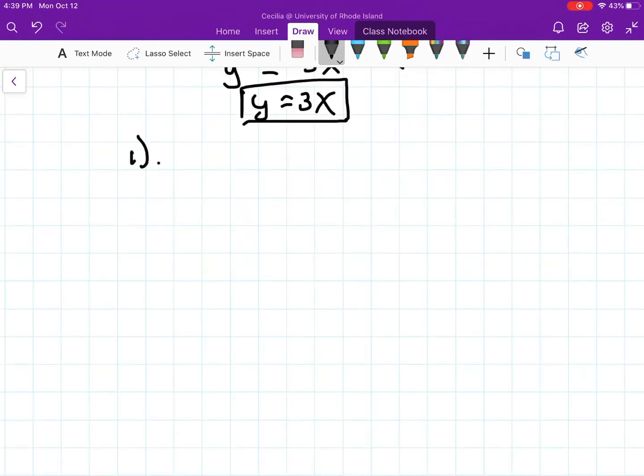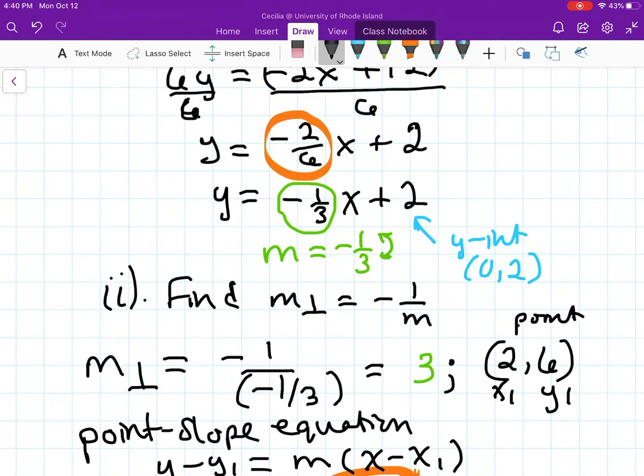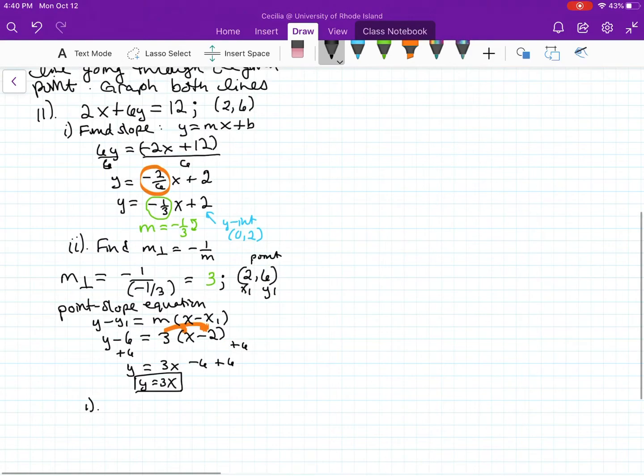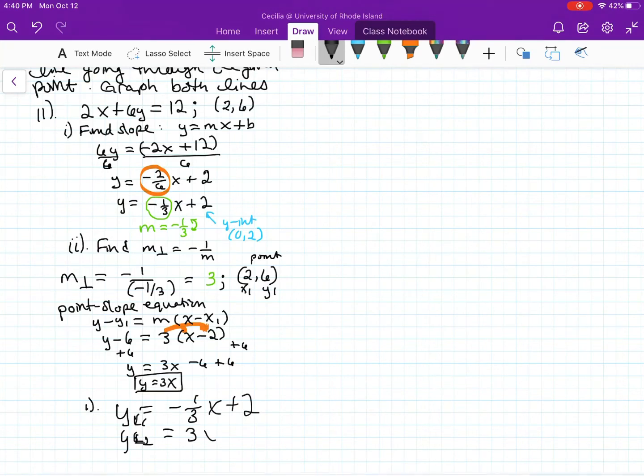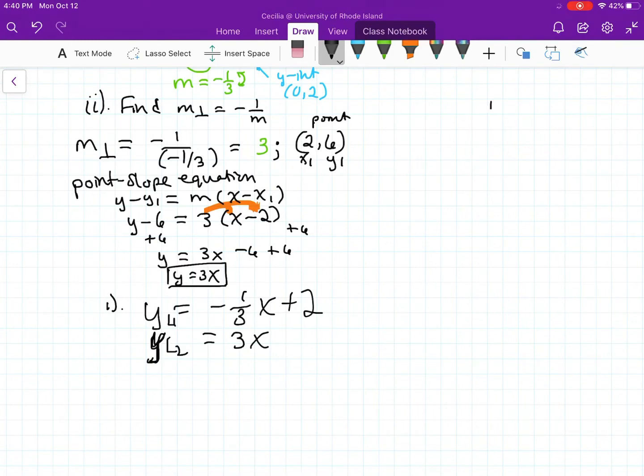So let's get both lines here. One line that we're going to graph is, if you recall, the first line, which was y equals -1/3 x plus 2. And the second line, so let's call that y1, and we'll call this y2. Or maybe I should call it L1 so no one gets confused, and L2 is 3x. That's a little subscript on the y, so we can tell them apart. That's all.